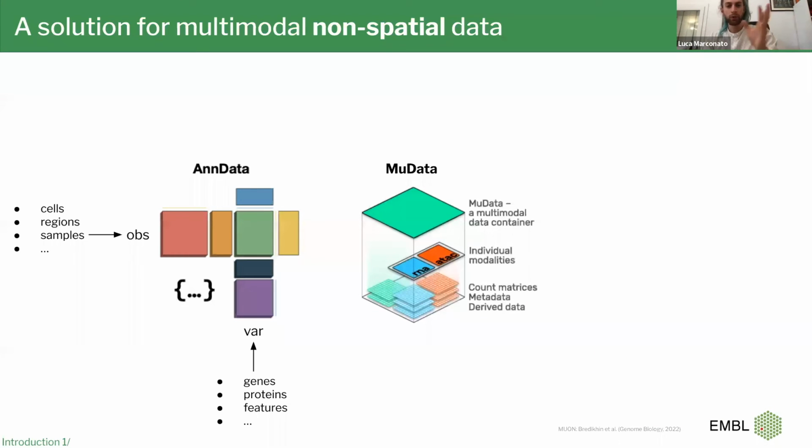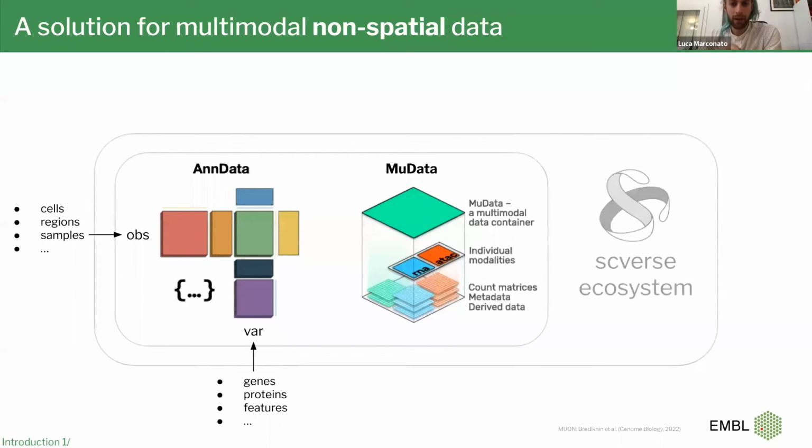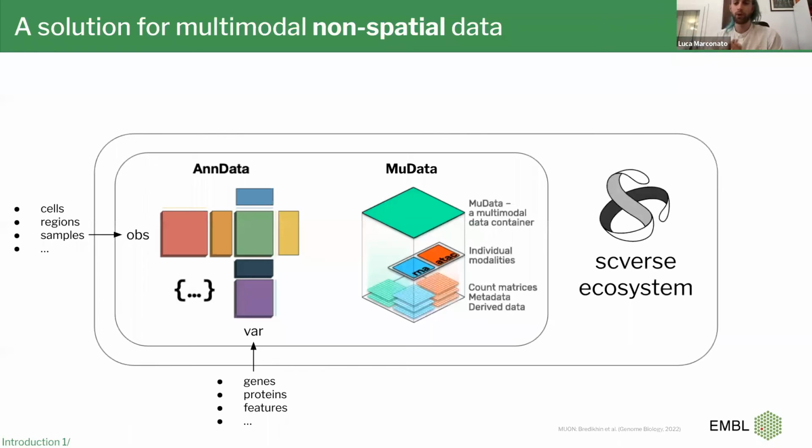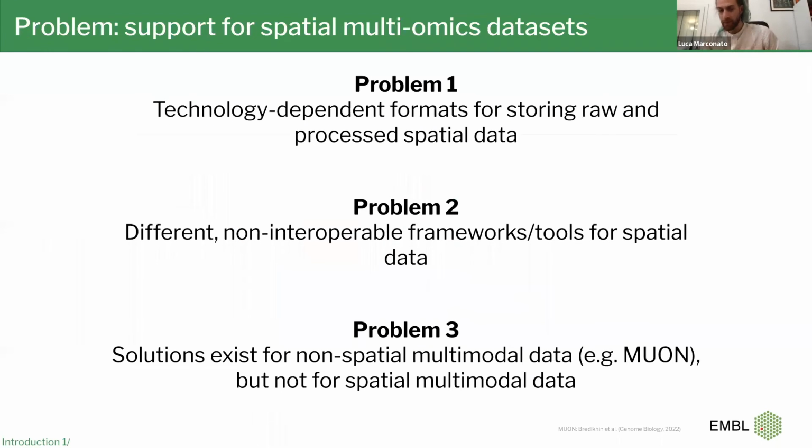AnnData and MuData, which are interoperable, are bundled into an ecosystem called the scverse that encompasses some core tools and then many third-party tools that allow you to build on top of this data storage. So now the data storage for multi-omics data is not going to be a problem anymore. This is the idea that we want to also apply to spatial data. So we have the third problem that I make explicit here: solutions exist for non-spatial multimodal data, but not for spatial multimodal data.